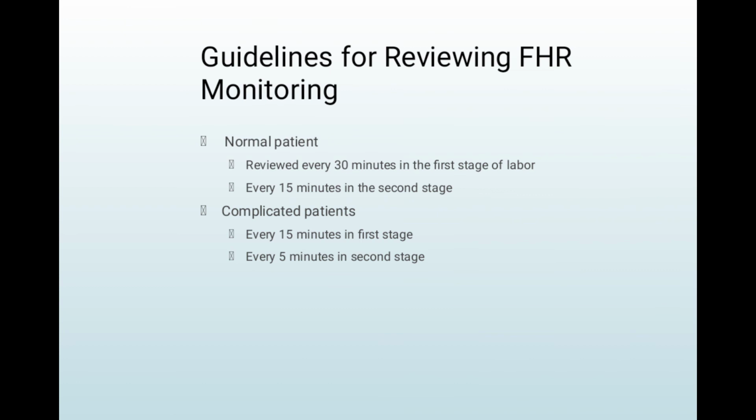Lastly, the guidelines for reviewing fetal heart rate monitoring. We can say that the patient is normal if it is reviewed every 30 minutes in the first stage of labor and every 15 minutes in the second stage. Complicated patients are reviewed every 15 minutes in the first stage and every 5 minutes in the second stage.